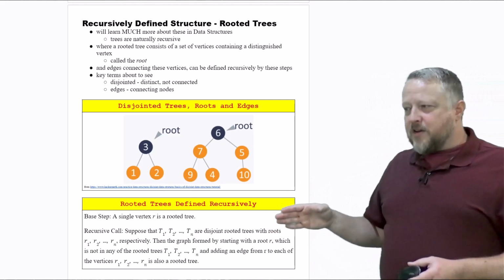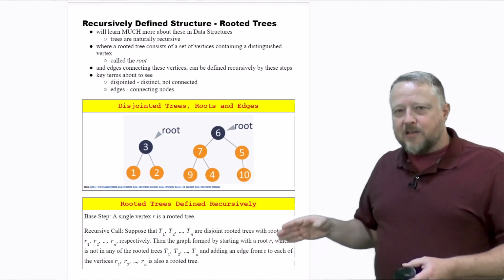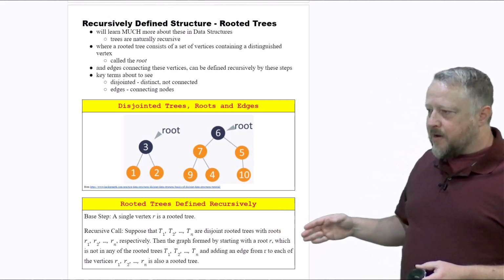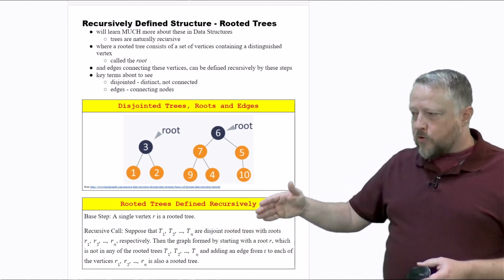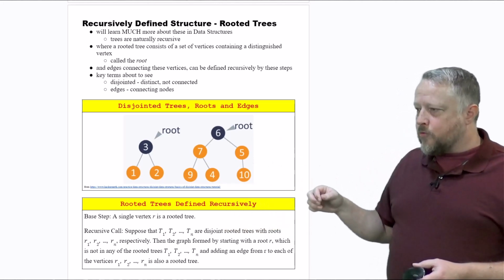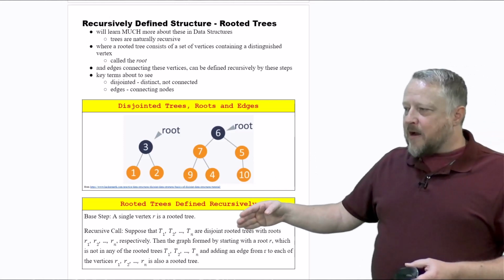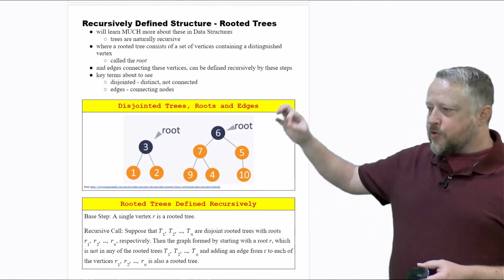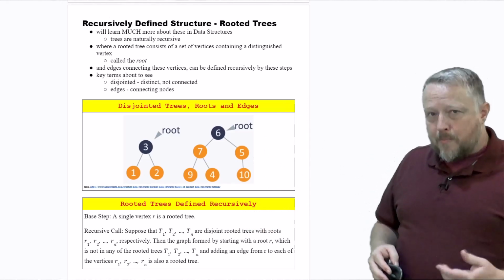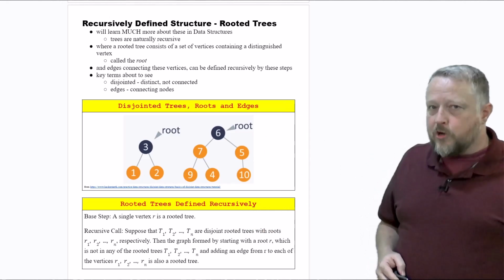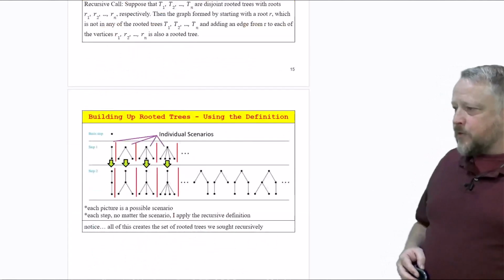The definition of all of this can sound a little bit more involved, but what's going to happen is that suppose we have a bunch of disjoint rooted trees, so again, each of them has a root. Then we build a new tree by starting with root R, a brand new node, and then we connect it to the other trees to make a whole new rooted tree. Now, what does that look like? That's on the next page here.